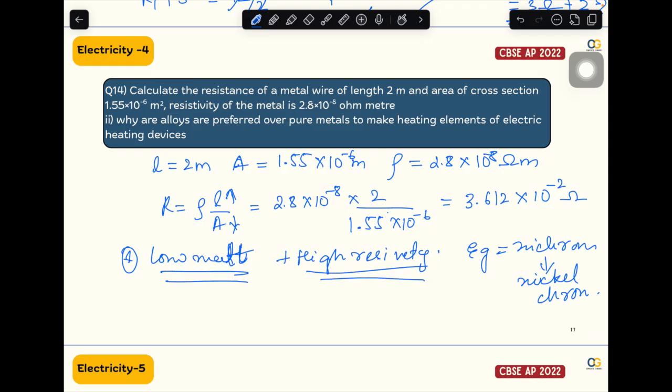So prepare this accordingly. I just added this question to give you a flavor of one question on the resistivity topic, but this is how maximum it will be asked. Very straightforward.